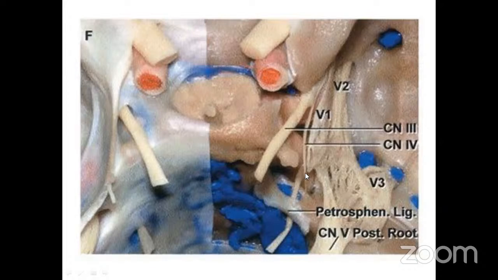The point of showing this picture is to give an appearance or idea of the Dorello's canal that we commonly see here. So what happens is that this is a petrosphenoidal ligament. As the name suggests, it's going to attach from the petrous apex to the sphenoid bone. And this petrosphenoidal ligament is basically a fold of dura that makes up a tunnel or a space, a potential space, from which cranial nerve 6 enters inside the sellar region. And this space, the potential space that is created, is known as the Dorello's canal.